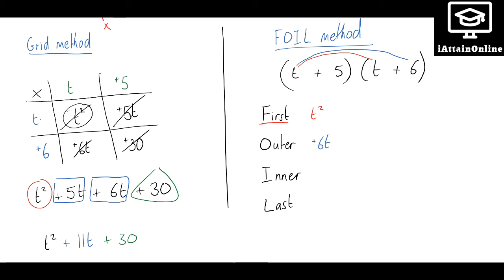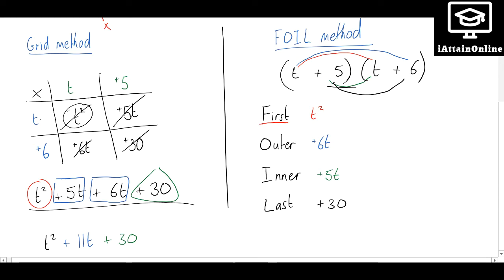And then the inner things in each bracket. So positive 5 times t gives you plus 5t. And then finally, what colour haven't we used? Let's do black. t multiplied by, undo that one. So we're doing positive 5 times positive 6, which gives you plus 30. And then I just write them out in one big line like I did here, and then you can simplify it and get the same answer.